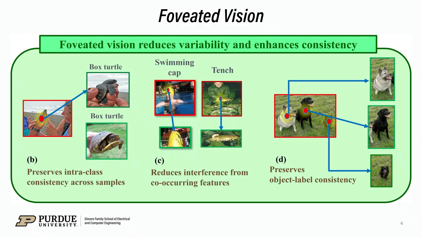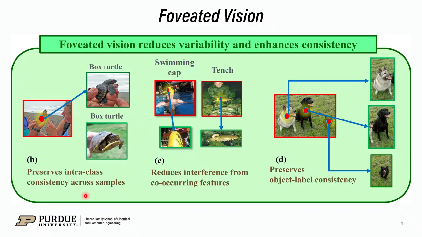So let us actually see the benefits of foveated vision. Given the image or set of images we saw in one of the previous slides, once we foveate on the right foreground, we look at the right information given the task at hand, which is, say, classification. And this preserves intra-class consistency.